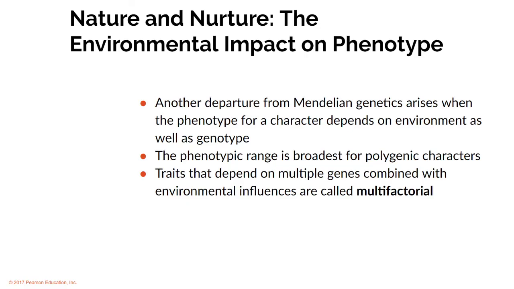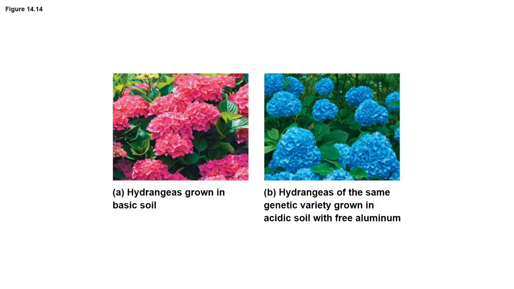When we do have multiple impacts, we call it multifactorial. But I just want you to be comfortable with this concept, the idea that we can have things like hydrangeas, which if they are grown in acidic soil with aluminum available, so with free aluminum, they will develop blue flowers. Whereas if they're grown in just a basic soil, they will grow out as pink.